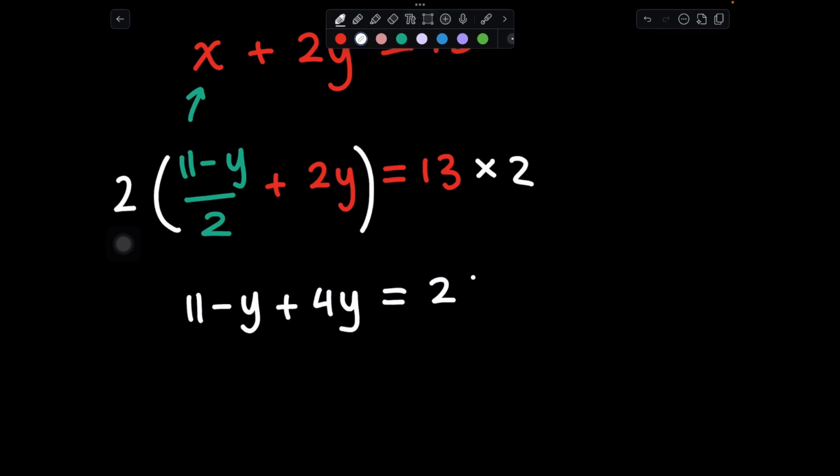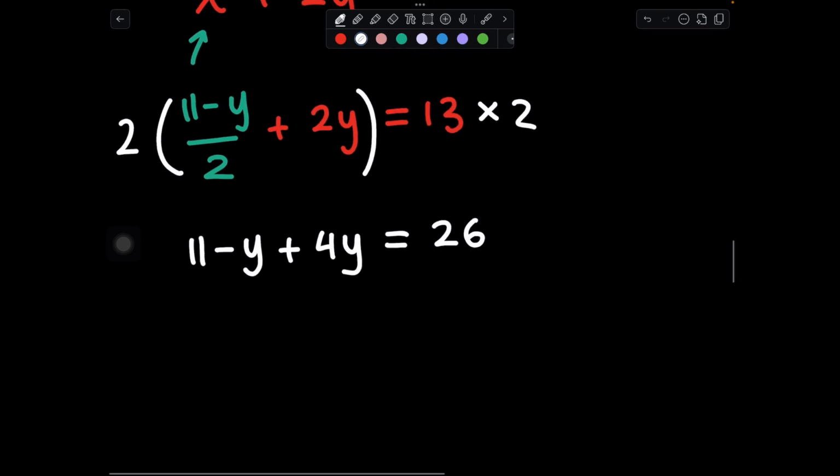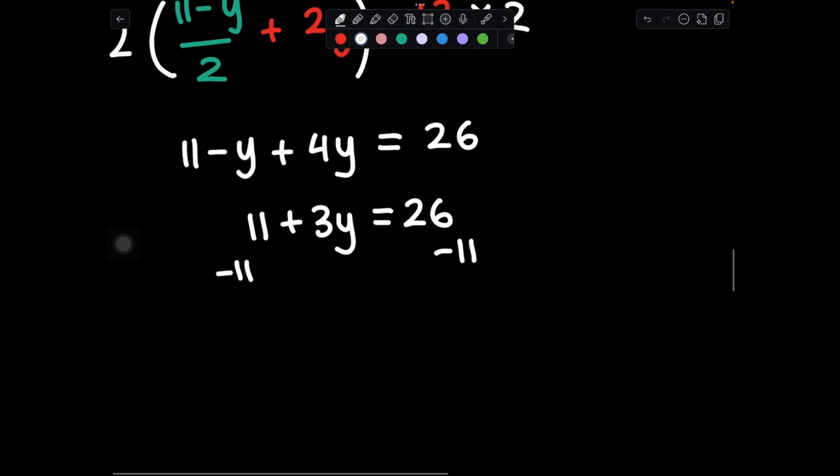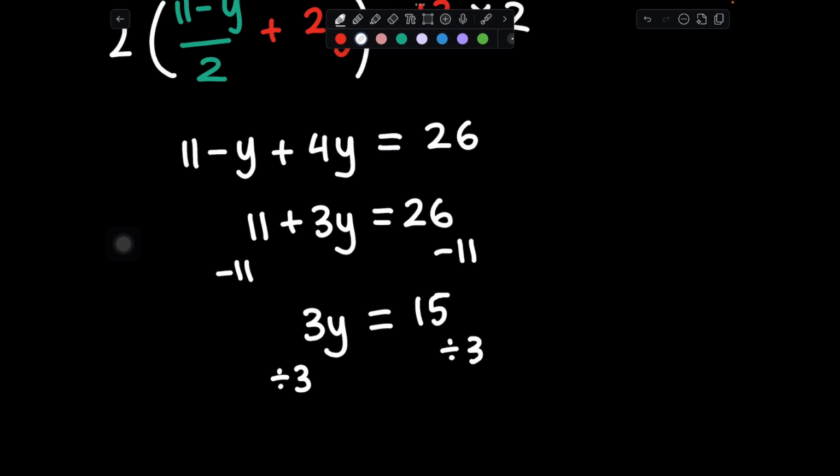And then you get 26 on this side. Finally, we can combine like terms here. So you get 11 plus 3y equals 26. Then you can minus 11 from both sides. And that leaves you with 3y is equal to 15. And then finally, divide both sides by 3. And that leaves you with y is equal to 5.